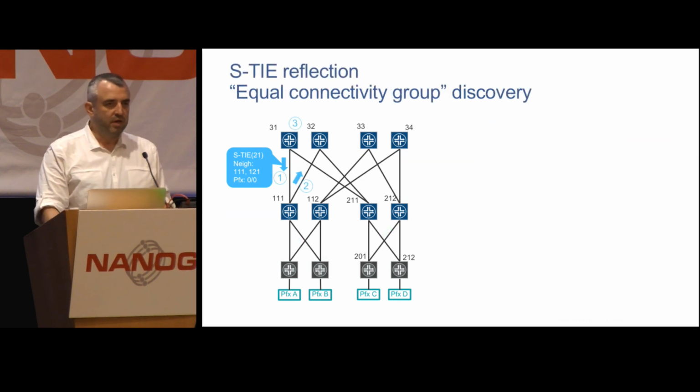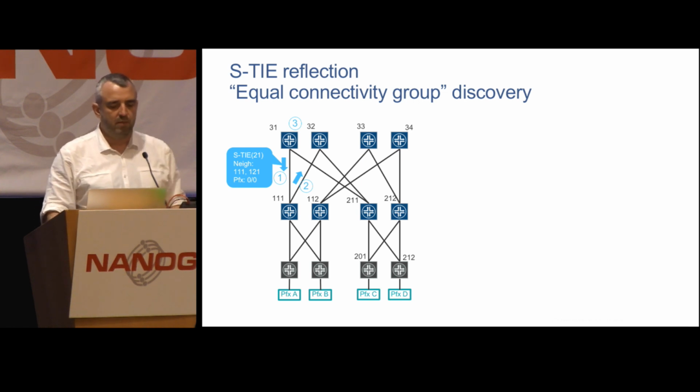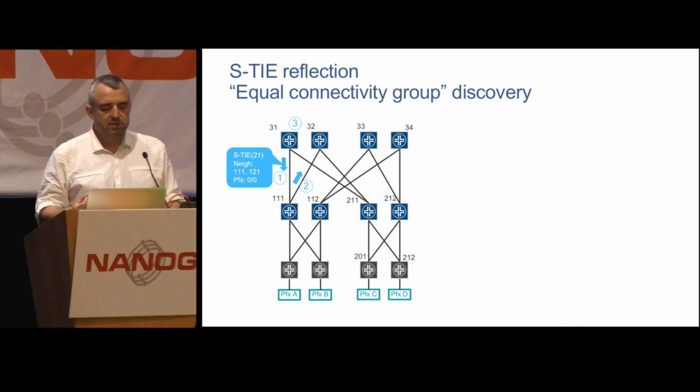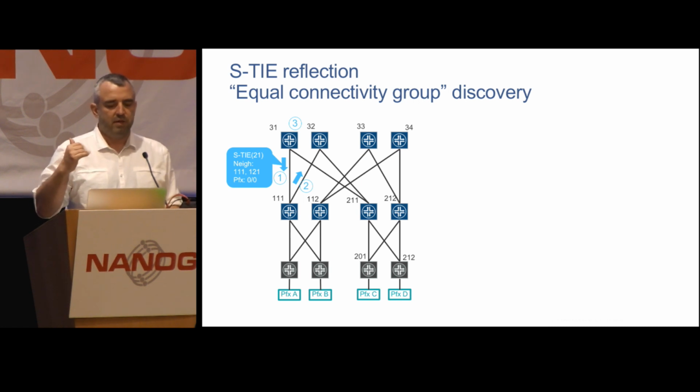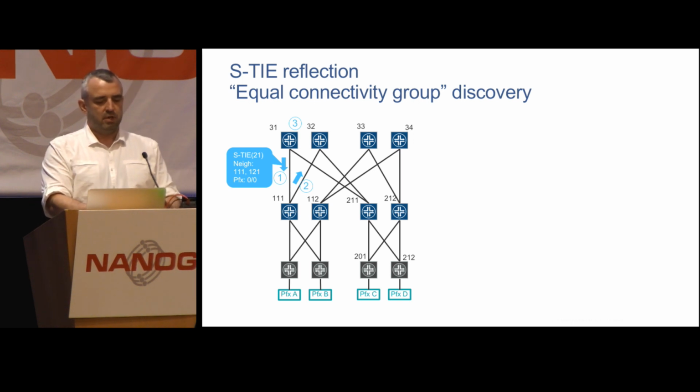However, what happens if we have a failure? We use defaults, so we potentially can send the traffic somewhere where the traffic will be dropped. And now the concept of the equal connectivity group comes. Spines have the capability to detect which other spine has the same neighbor set. This happens by bouncing, right? Spine 31 sends the south TIE with the neighbors 111 and 121, and the neighbor 111, as in the picture, bounces it back to spine 32. So spine 32 can say, hey, my neighbors are the same as the neighbors of spine 31, and we are on the same level. So we are equally connected.